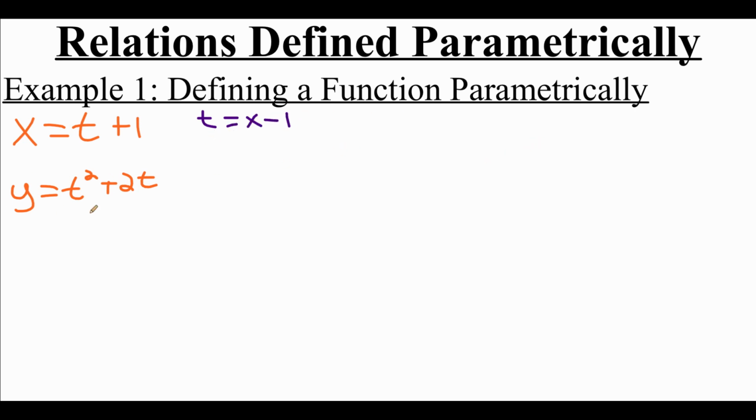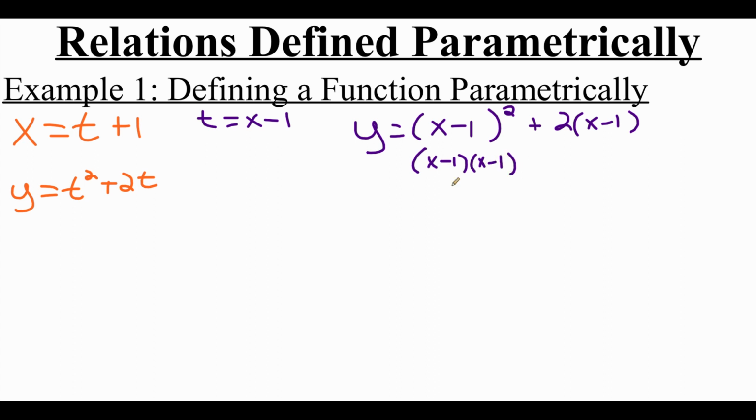And now, in our y equation, where we have our t variables, we're going to take what we know about t, since it's x minus 1, and plug that in. So we would get y equals, now we're getting rid of the t, and plugging in the x minus 1, so we get (x minus 1) squared plus 2 times (x minus 1). Now when we're taking x minus 1 and squaring it, we're going to have to take x minus 1 times another x minus 1 and FOIL that out. So when we do that, we should get x squared minus 2x plus 1. And then on the end, if I distribute my 2, I'm going to get plus 2x minus 2.